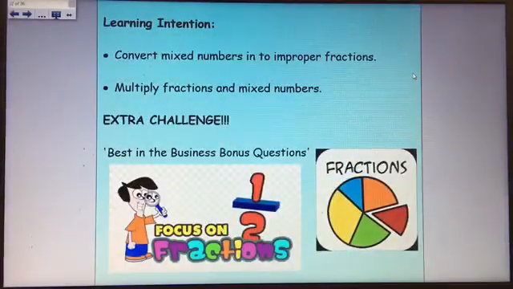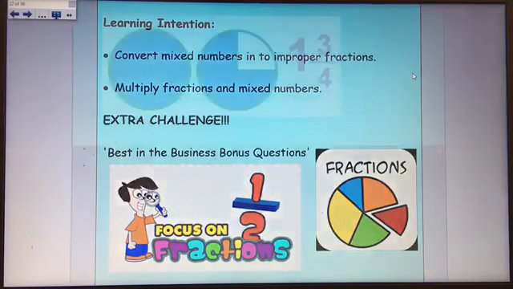Okay, so today's learning intention is to convert mixed numbers into improper fractions and vice versa, and to multiply fractions and mixed numbers. And of course, as always, there are the best in the business bonus questions where they get super tricky at the end.